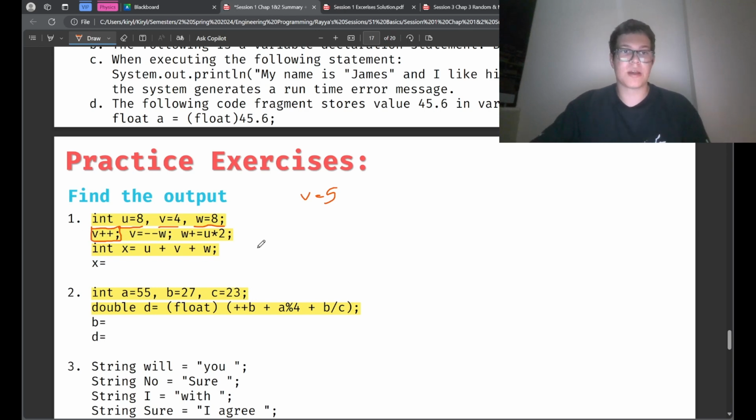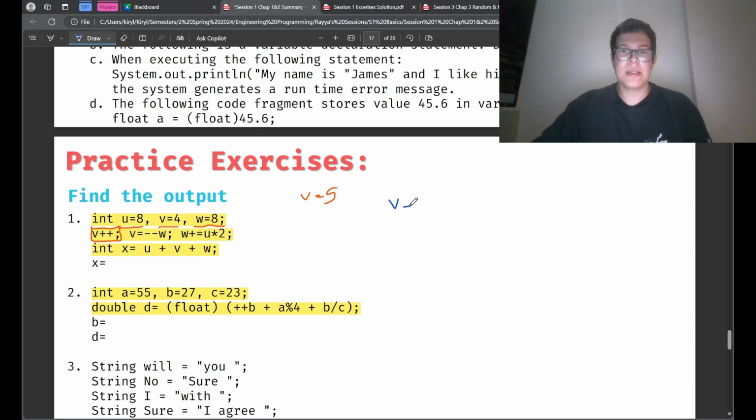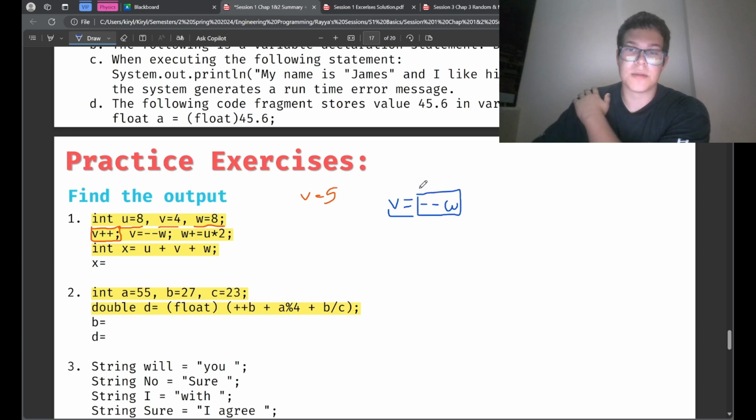Then we have v equal minus minus w. Now here a lot of people were confused. Okay, what am I doing here? Java is reading from left to right. So what is Java reading? It's going to first read the v equal. So it's saying, okay, I'm changing the value of the variable v. And then it's going to read minus minus w. So what is this minus minus w? It is reading the prefix, then it's reading w.